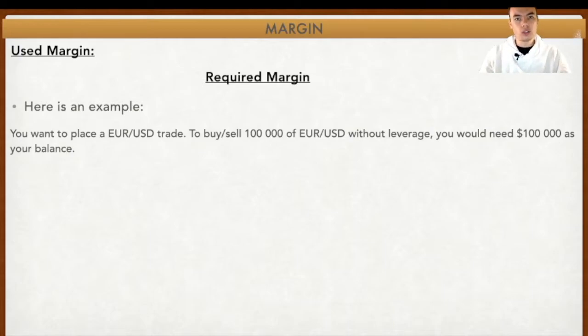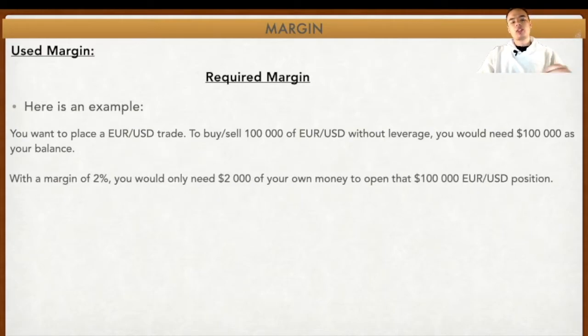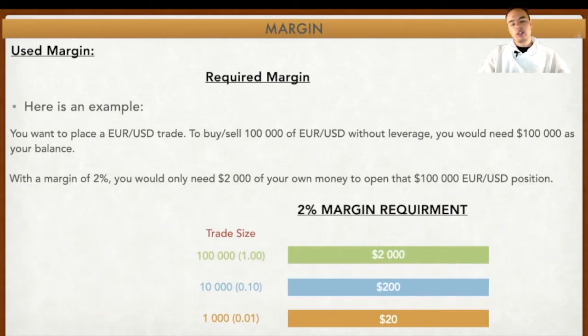If you were to use a lot size of, let's say, 0.10, that is 10,000 units. So you would require $10,000 just to buy or sell that given pair Euro USD. So with a margin of, let's say, 2%, you would only need $2,000 of your own money to open that $100,000 position. Here's an example with 2% margin.